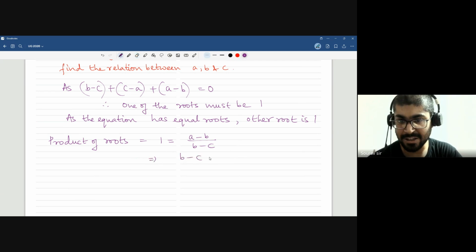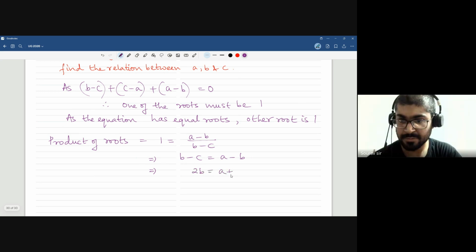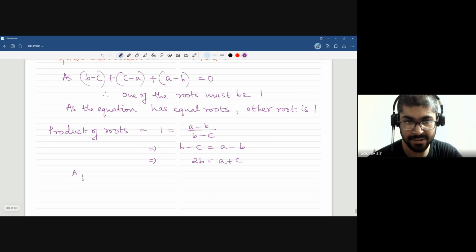So b minus c is equal to a minus b. That will give you what? 2b equal to a plus c. Yes, sir. That means a, b, c, oops, sorry, a, b, c are in AP. That is the relation.